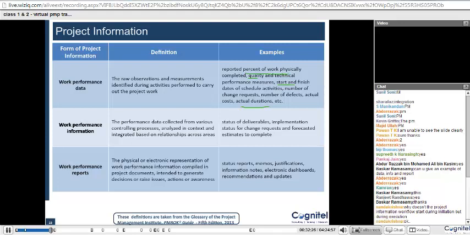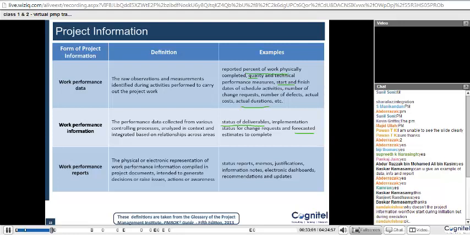Now you have the work performance information, when this data which was created here is collected from various controlling processes, analyzed in context and integrated based on relationships across areas. So the overall status of deliverables, what is the overall percentage completion of a deliverable, implementation status of a change request, or forecasted estimates to complete. Based on the data, you forecast how we are going to progress in the future.